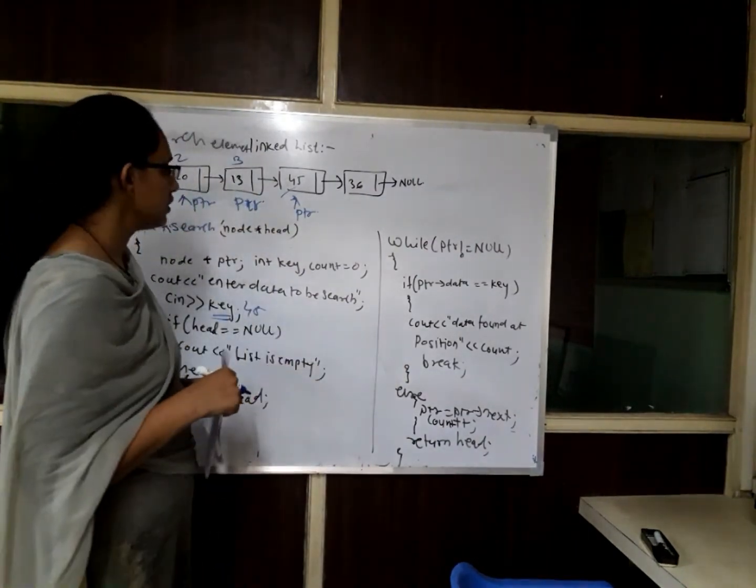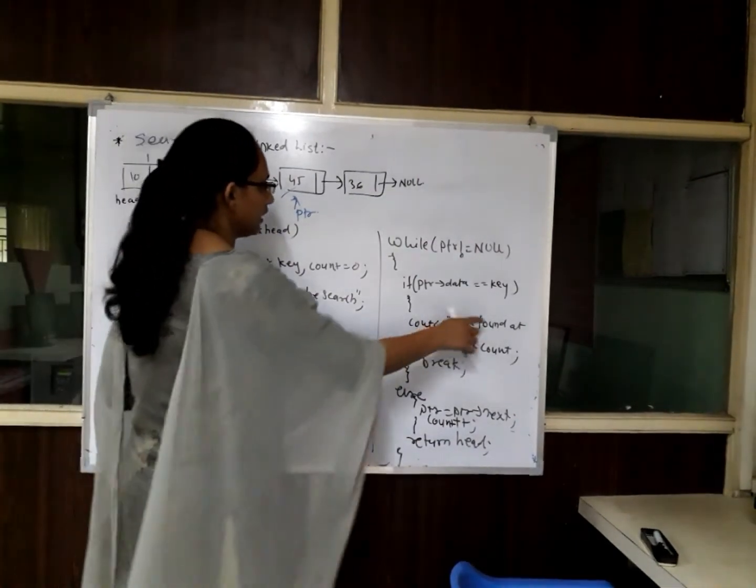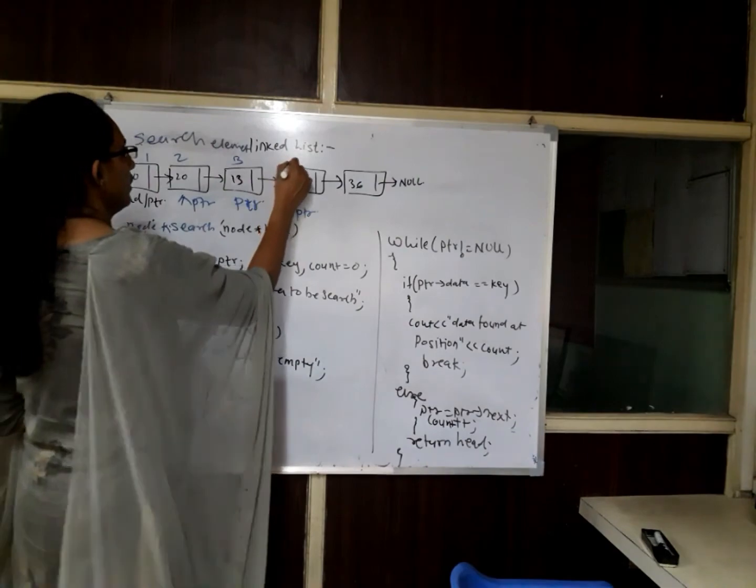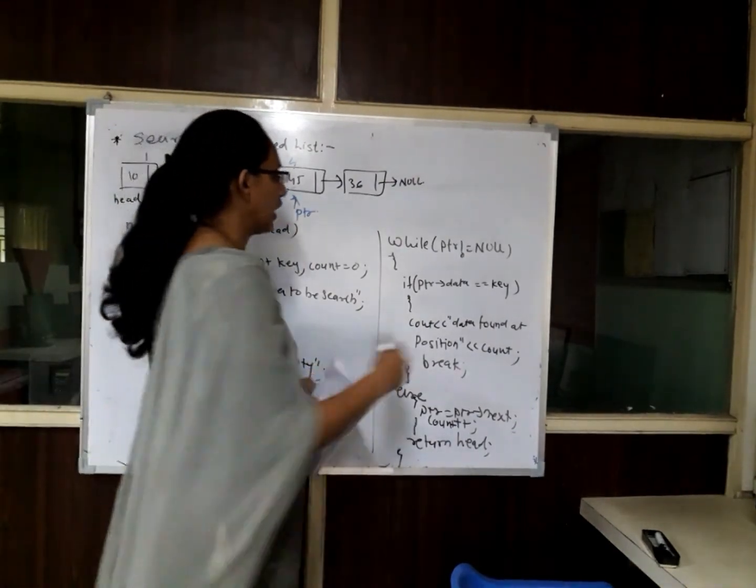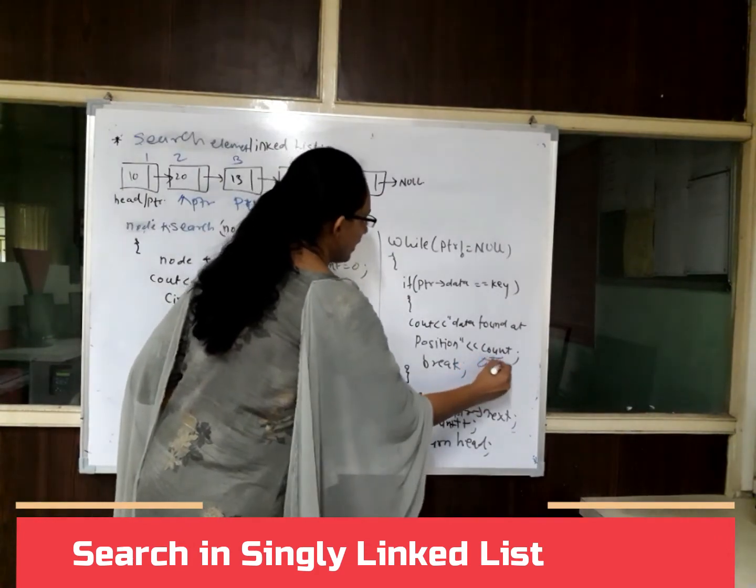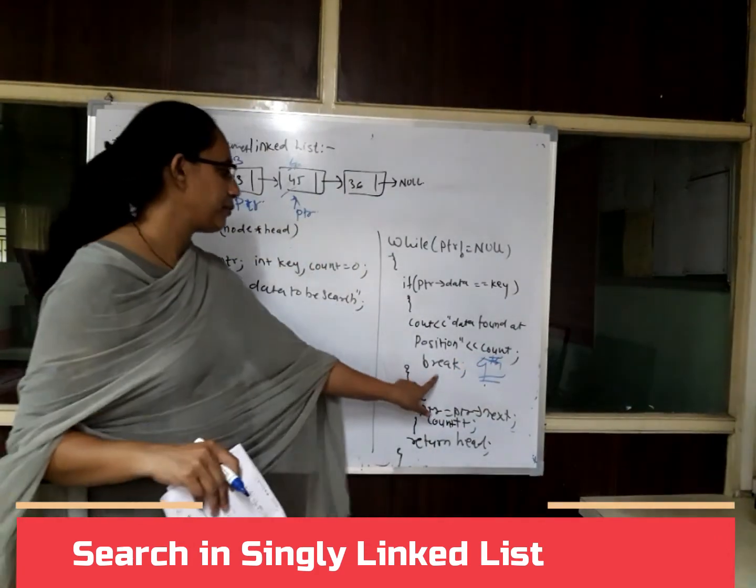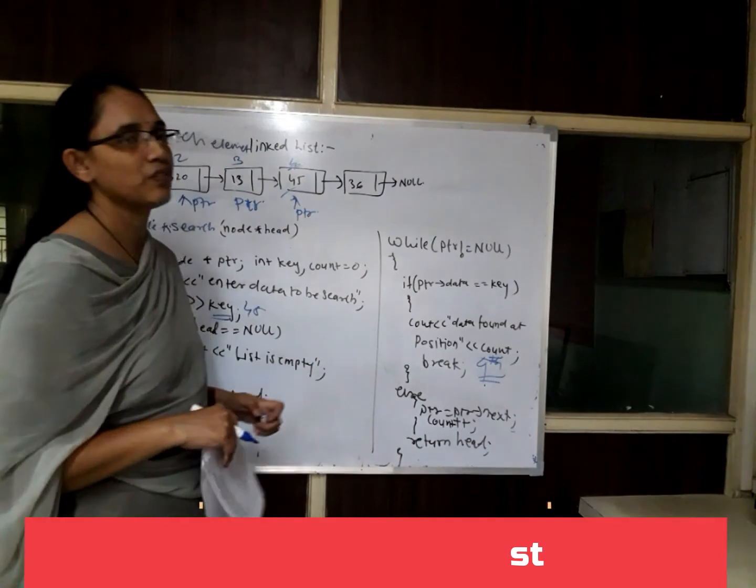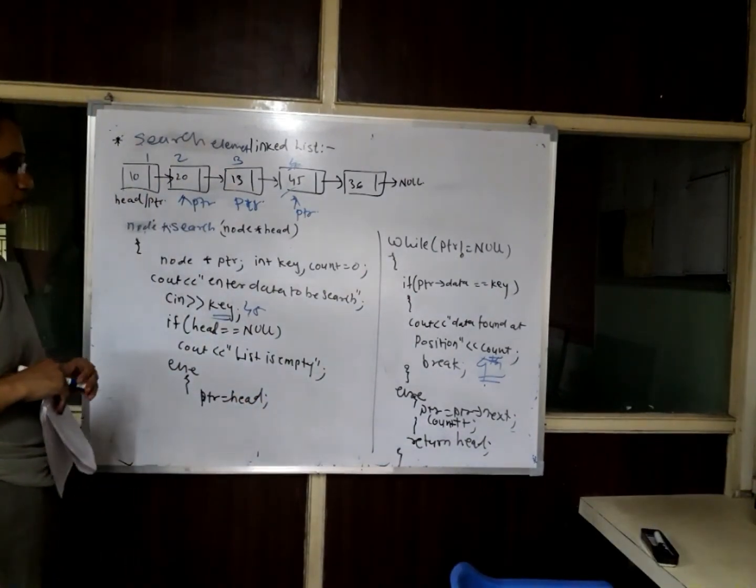It goes in this block, and here: data found at position count. So what is the count value? 4. So data found at 4th position, and break means stop the searching here for the element that you want to search.